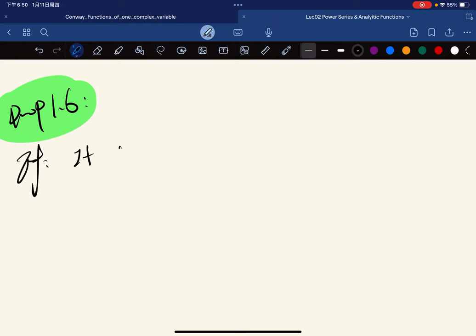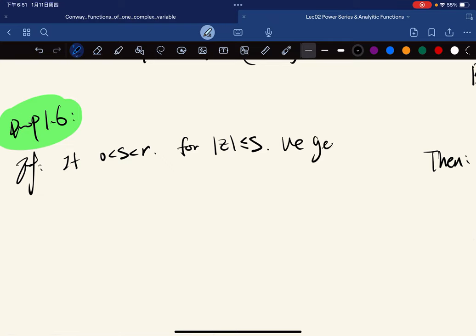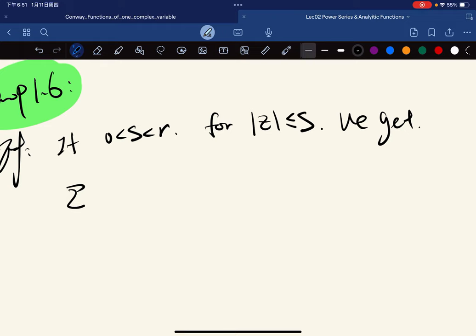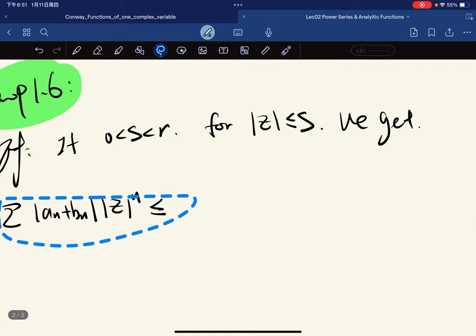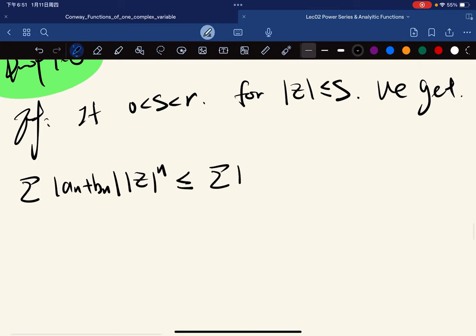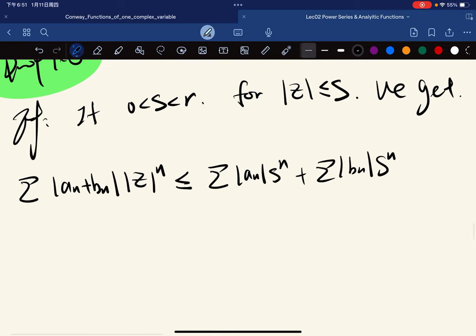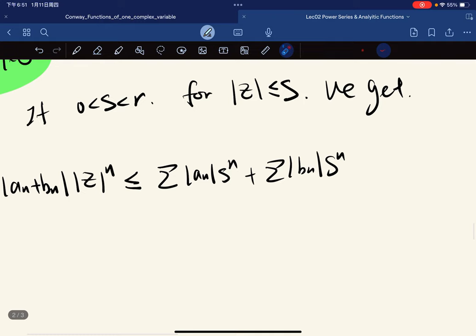Okay, for proposition 1.6, we're assuming a equal to 0, okay? For |z| less than or equal to s, we have the sum of (a_n plus b_n) z^n. We have the triangle inequality. We always use the triangle inequality. See how powerful the triangle inequality is, right? Because these two converge absolutely, and they're less than our radius of convergence, so this converges.